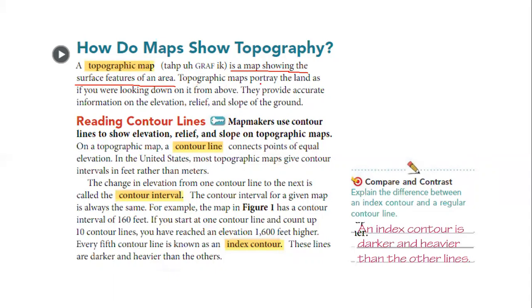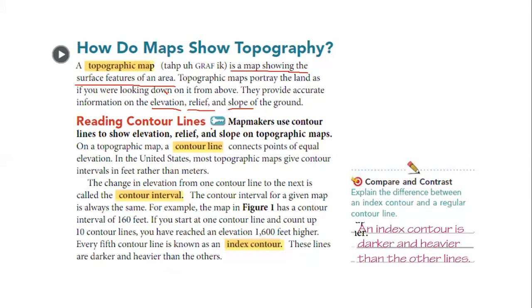Topographic maps. This is the definition for topographic maps. They explain the elevation, and elevation means the height. Relief here means the difference between the highest point and the lowest point. And slope. So if I ask you what a topographic map shows: elevation is number one, relief number two, and slope.